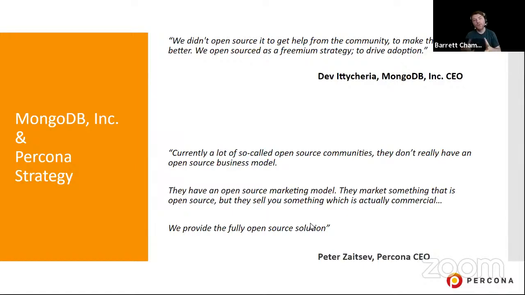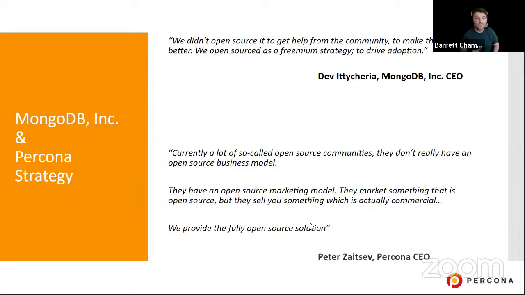This slide kind of shows you the strategy for MongoDB Inc. as well as Percona. I like these quotes. Basically, Dev on the MongoDB side recognizes that the community version of MongoDB is really just a freemium strategy for them. They don't necessarily want influence from the community on their server. They really use it to drive adoption of their commercial solutions.